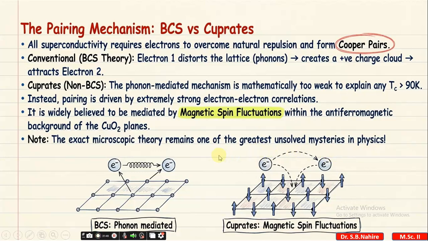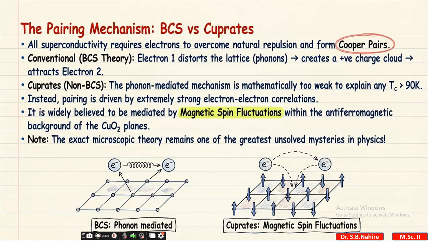Now, look at the diagrams at the bottom. On the left side, you can see BCS pairing, where phonons mediate the interaction. On the right side, you can see cuprate pairing, where magnetic spin fluctuations play the key role. So, remember this key idea. BCS superconductors depend on phonons, while cuprates depend on strong correlations and magnetic interactions. With this, we complete the concept of superconductivity mechanisms.